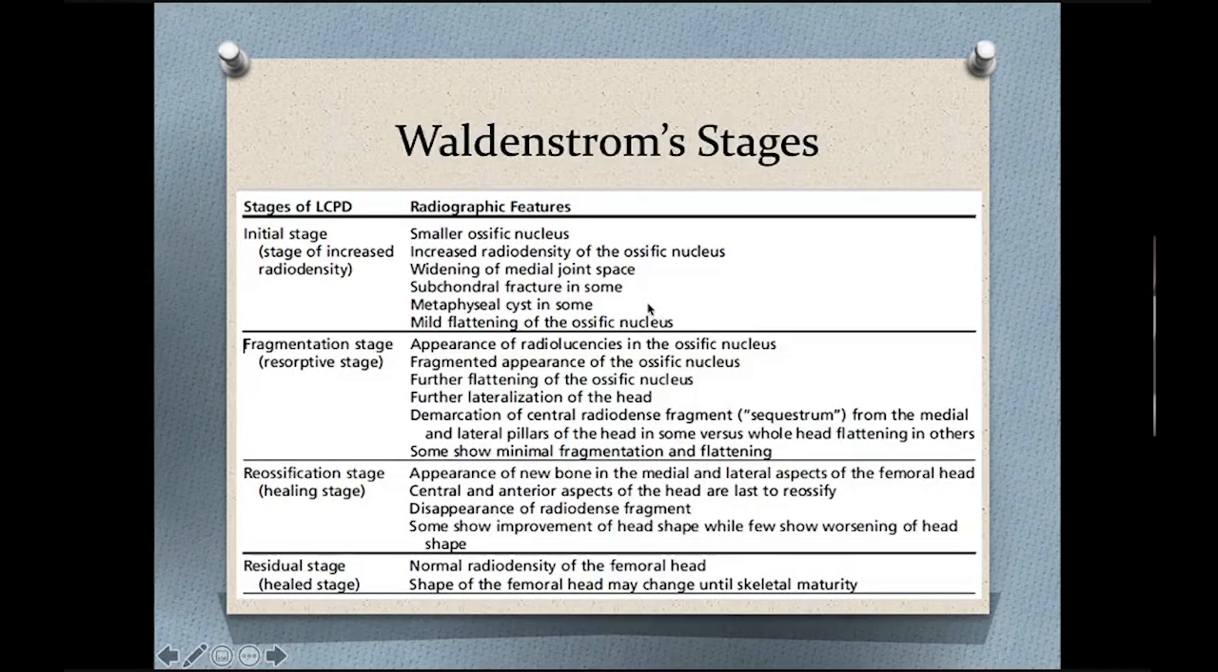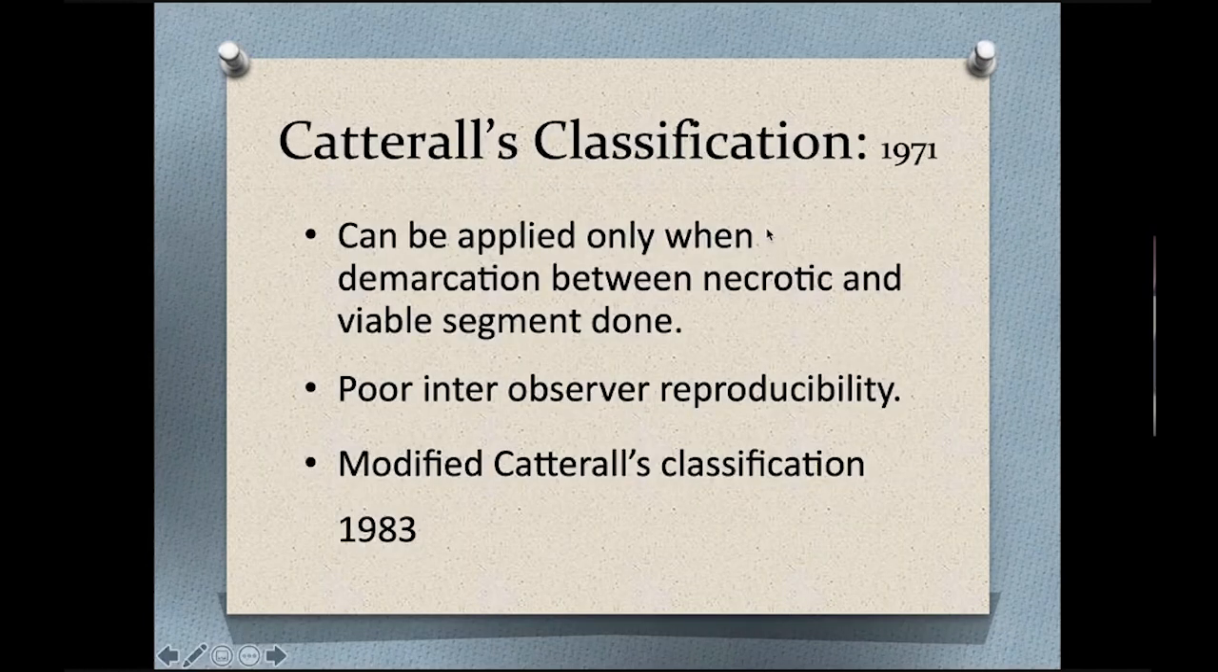Now we switch over. This is again the details of the Waldenström stages in a single slide. So there is the Catterall classification, which was initially made in 1971, and then modified with additional radiological findings in 1983. It has very poor inter-observer reproducibility, but mostly when there is a demarcation of avascular and viable tissue, it was a very important classification to be used.